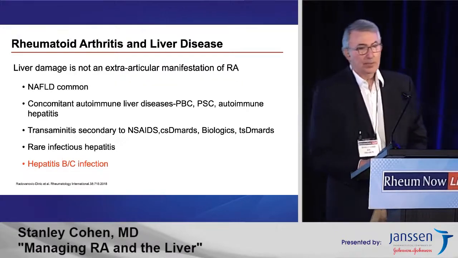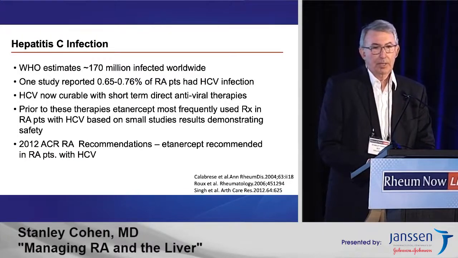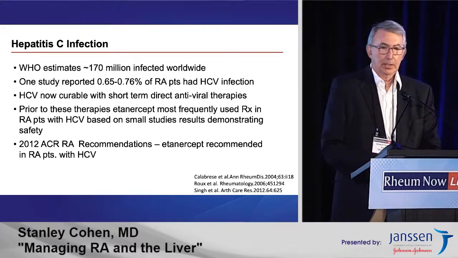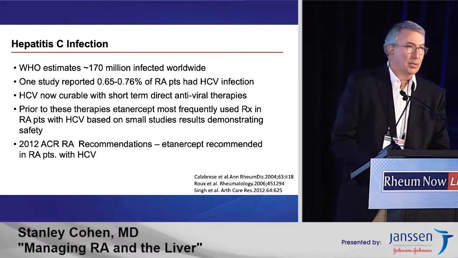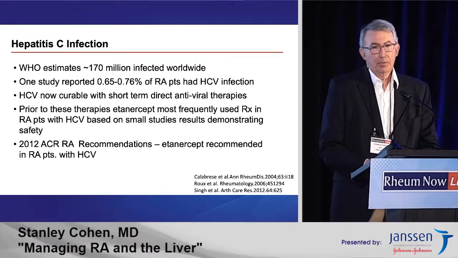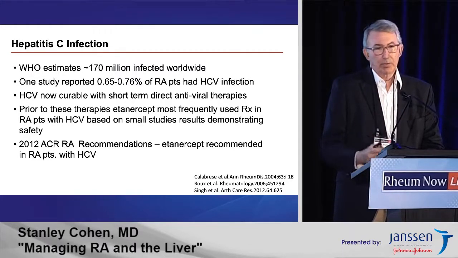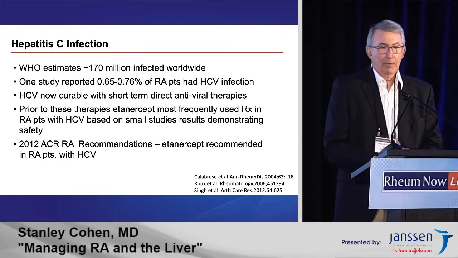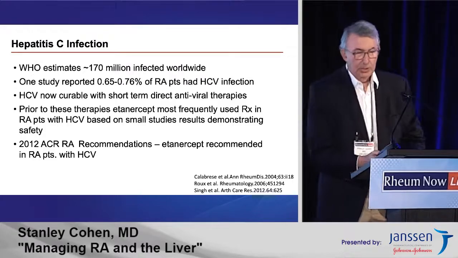Okay, so let's talk about hepatitis B and hepatitis C infection in some detail. We'll dispense with hepatitis C somewhat quickly because we have very effective direct antiviral therapies, the protease inhibitors. The WHO a few years ago suggested 170 million people are infected worldwide. And one study, again, these are from earlier in this century, suggested less than 1% of RA patients had hepatitis C viral infection. Prior to the very effective therapies, etanercept was the most frequently used therapy in RA patients. Again, there was some suggestion that increased TNF levels played a role in more severe hepatitis C infection, and that inhibiting TNF might have a positive benefit. Etanercept was used both with and without antiviral therapy and was actually quite safe. And you can see the 2012 ACR RA recommendations recommended etanercept in patients with hepatitis C viral infection.